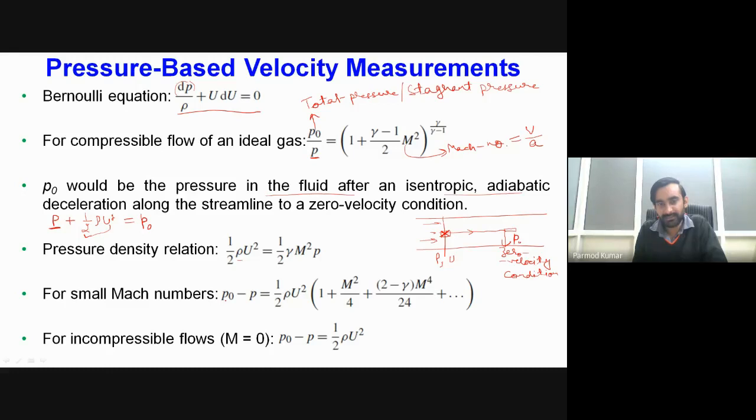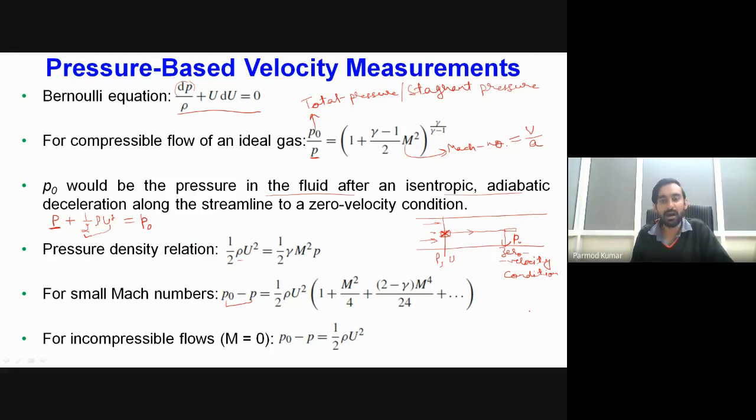We will have the difference between the total pressure and the static pressure as equal to half rho u square into 1 plus M square by 4 plus (2 minus gamma) M to the power 4 divided by 24, plus so on; we will have this as some infinite series.